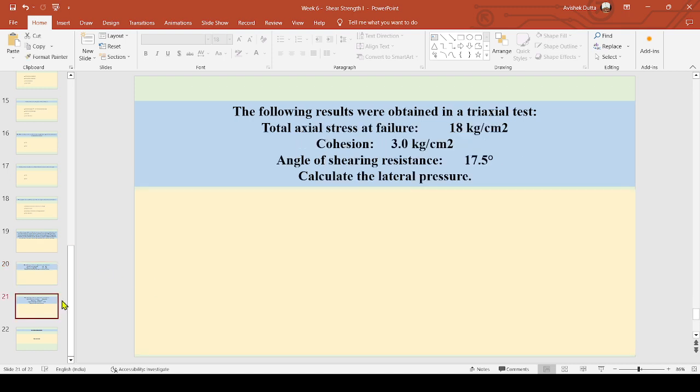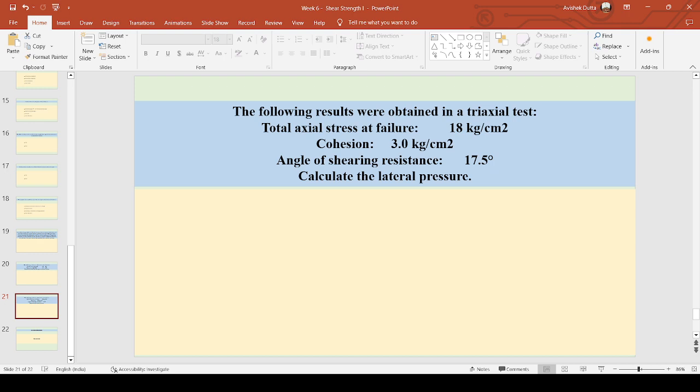Next question. This is the last question. Following results were obtained in a triaxial test. Total axial stress at failure is 18 kg per centimeter square. Cohesion is 3 kg per centimeter square. Angle of shearing resistance or angle of internal friction is 17.5 degree. Calculate the lateral pressure or the confining pressure.